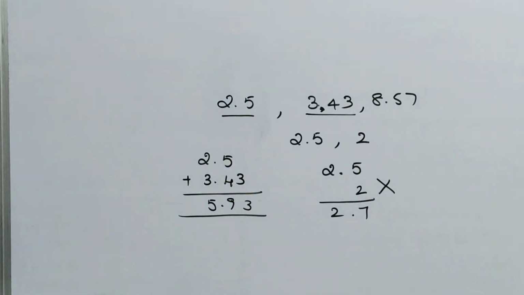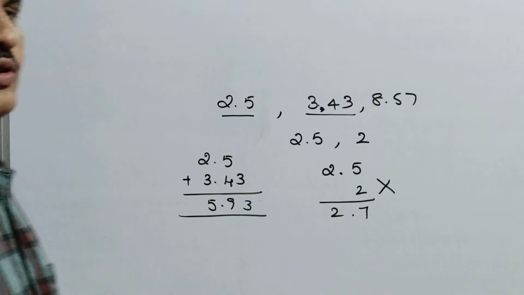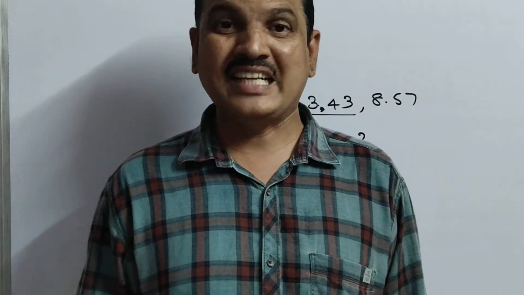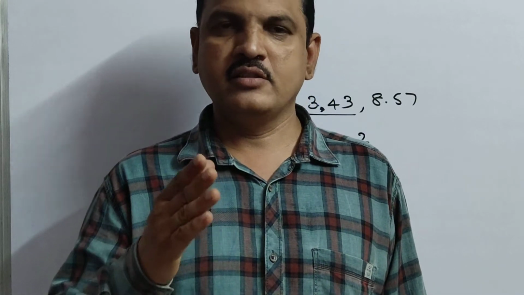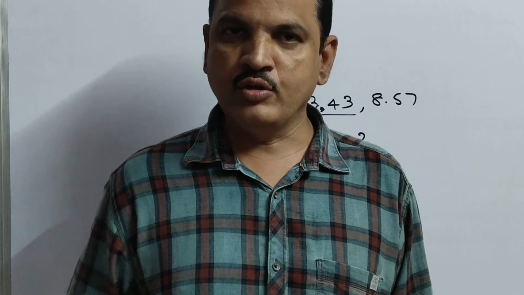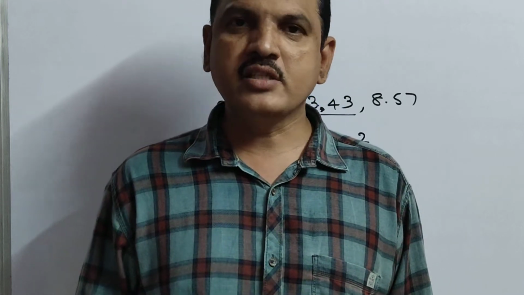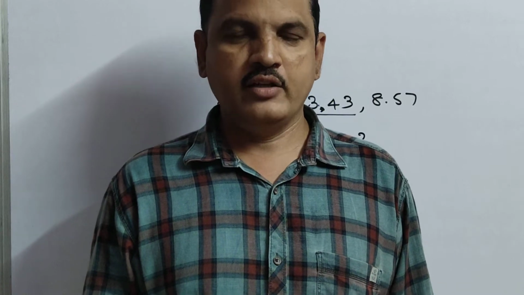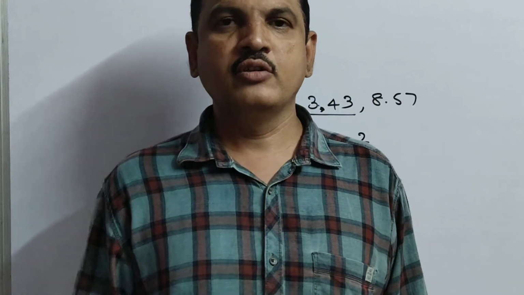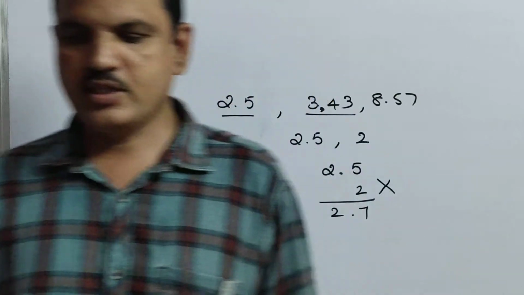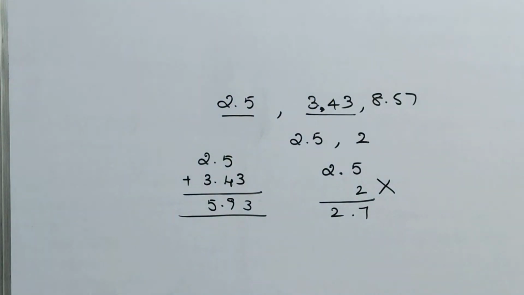Why, I'll tell you. Because you don't know the place values. If you know exactly where to place the place values, then you will never make any mistake while doing addition or subtraction. Okay, so now I am going to tell you the place values of decimals. Okay, children, listen very carefully now.